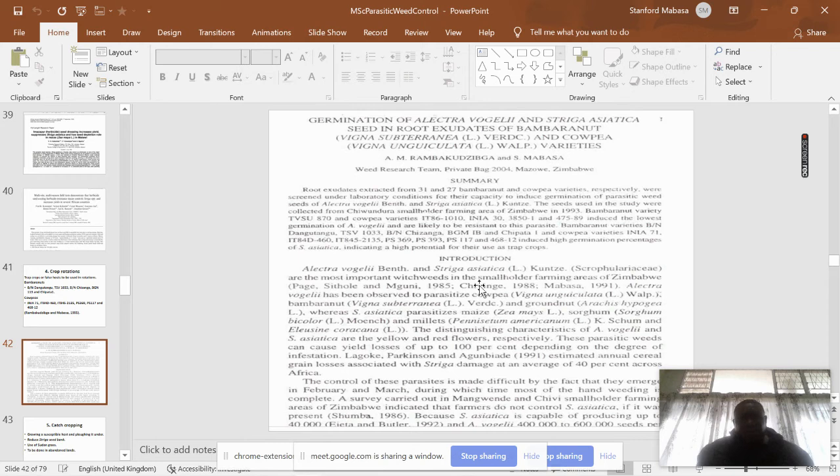But of course, in Zimbabwe, we do have two or more parasites which exist in the same fields. We may have Alectra attacking these crops. That is one of the disadvantages of using trap crops.